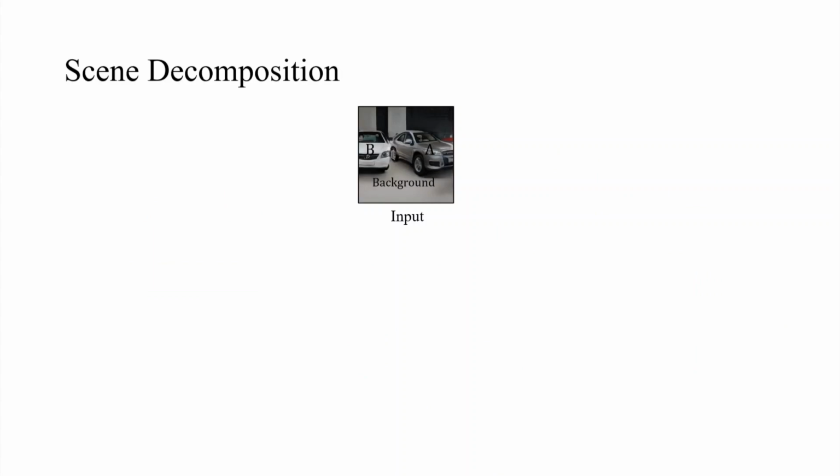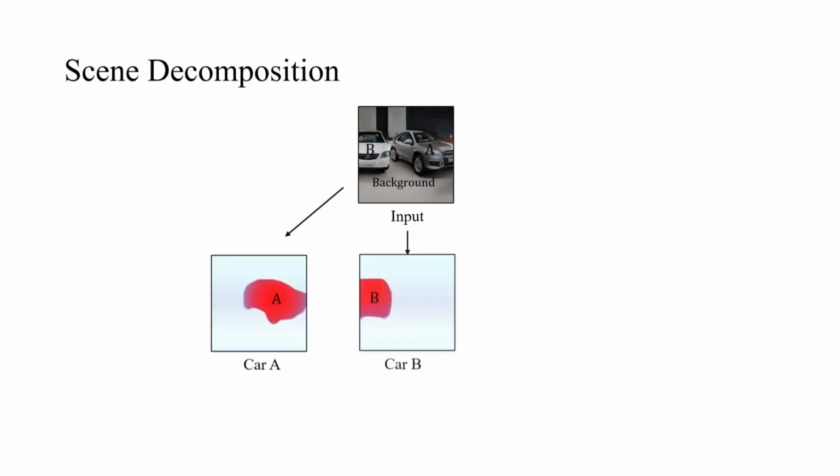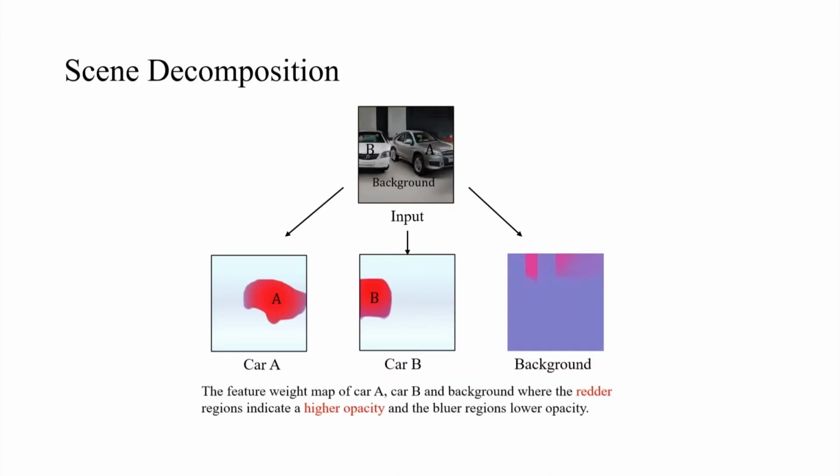A straightforward idea is that the attribute codes of an object will map to the corresponding position of the object in the image. As shown in the image, the feature weight maps of car A, car B, and the background, where the redder regions indicate a higher opacity and the bluer regions lower opacity. By integrating these maps, it becomes apparent that the region corresponding to car A predominantly consists of the feature representation of cars A and B. The background's visible area solely contains the background's feature representation. Therefore, we can roughly separate different classes of code using segmentation methods.